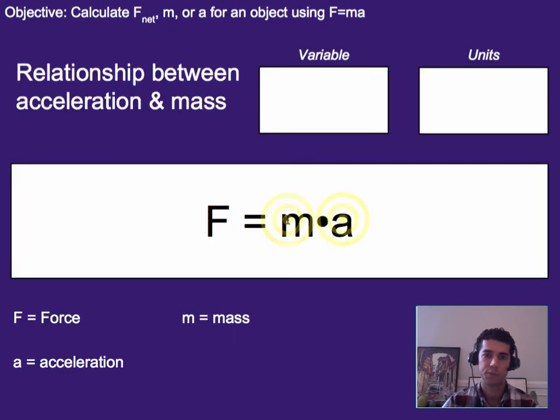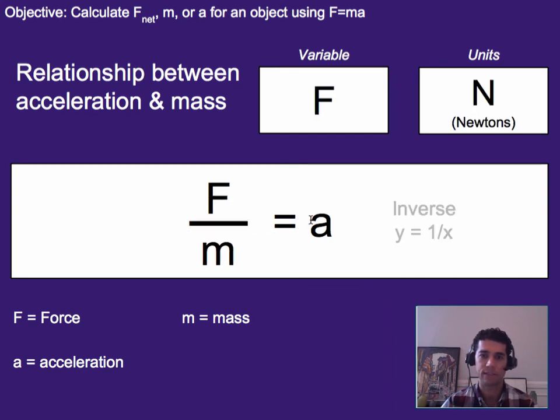Now, the relationship between mass and acceleration is a different one. So force and acceleration was linear or proportional, but the relationship between mass and acceleration is one that's inverse. We can see this based on if we kept this force constant, let's say 10, then as mass increased, the acceleration would have to decrease in order for the net force to still be 10.